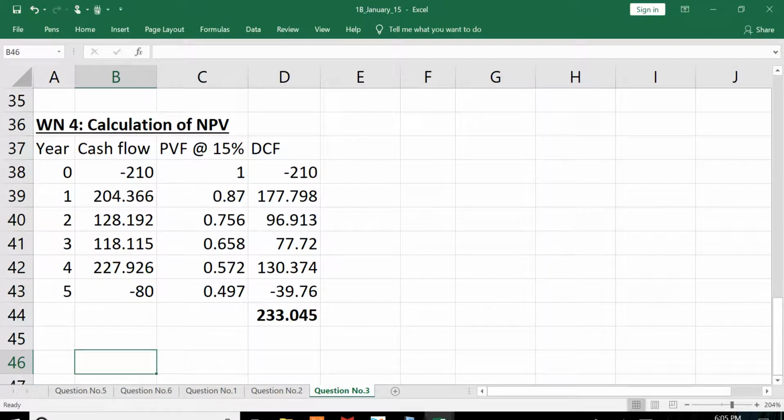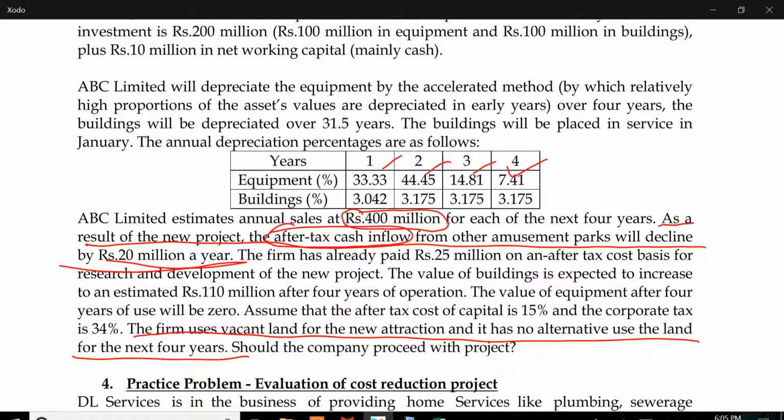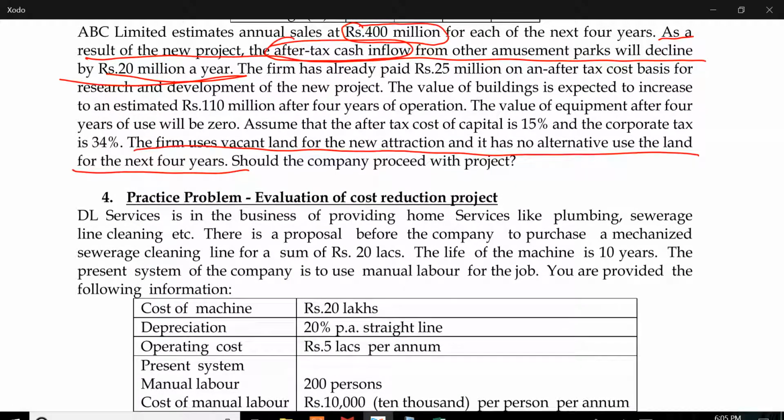Consolidate and calculate NPV. Which one? I didn't understand. How do we calculate that? Okay, that will come in financial services. I'll take you there.